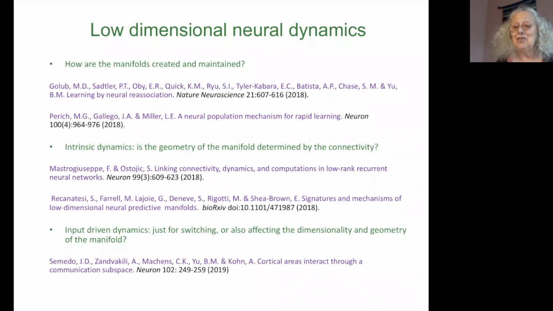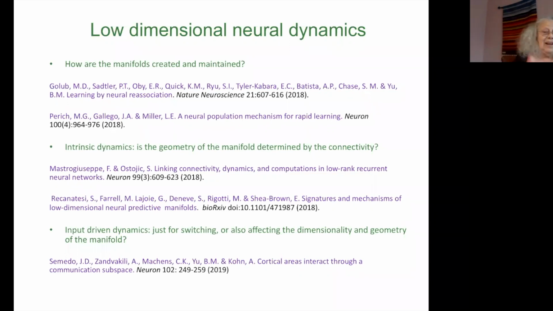We need to understand how these manifolds are created during learning, and how they are maintained by practicing. Then we ask ourselves, as I said, whether this intrinsic dynamics that is restricted to low-dimensional space, the dimensionality reduction associated with this intrinsic dynamics, is determined by the connectivity. So is the geometry of this low-dimensional manifold determined by the connectivity?